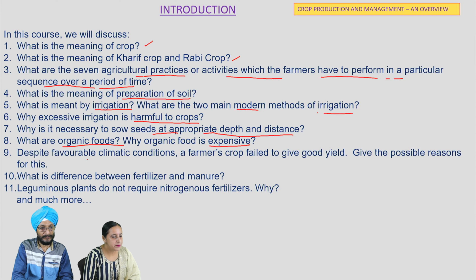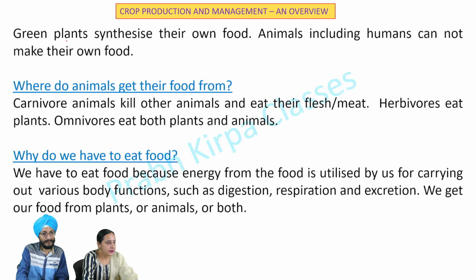9. Despite favorable climatic conditions, a farmer's crop failed to give good yield. Give the possible reasons for this. 10. What is difference between fertilizer and manure? 11. Leguminous plants do not require nitrogenous fertilizers. Why?